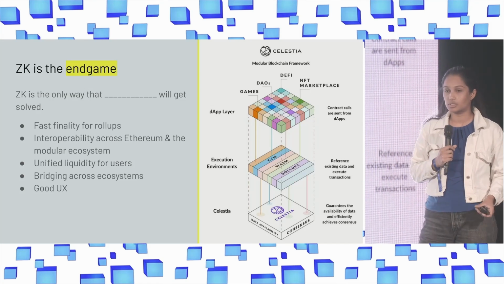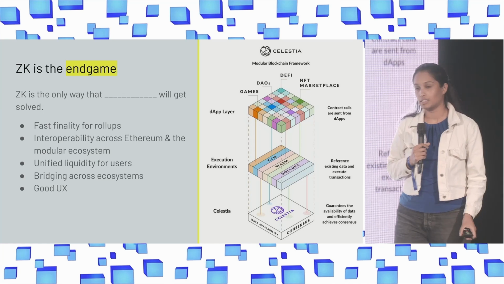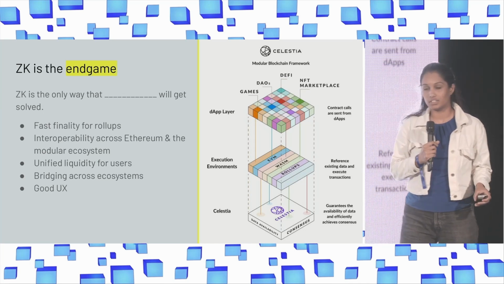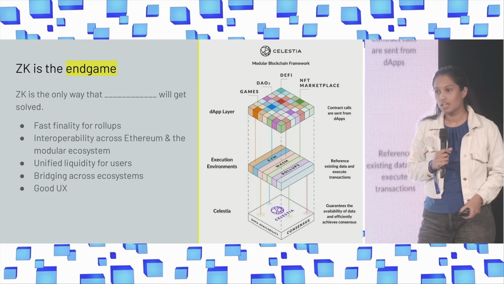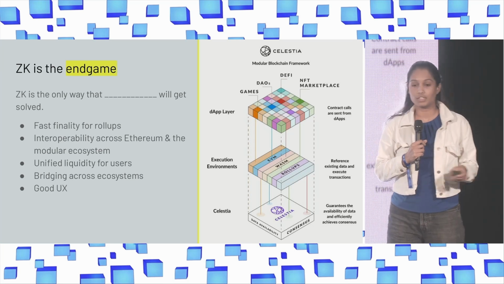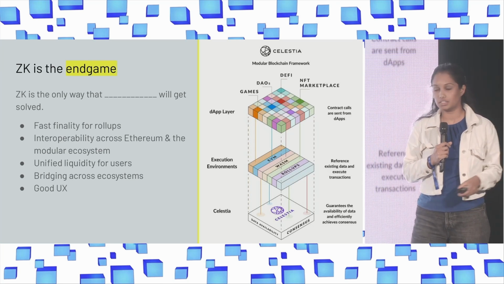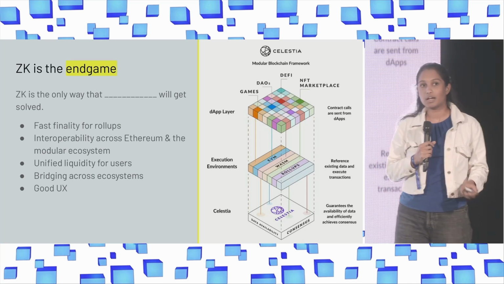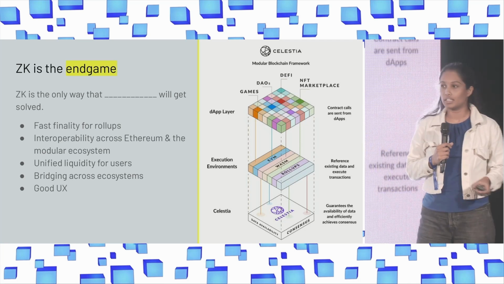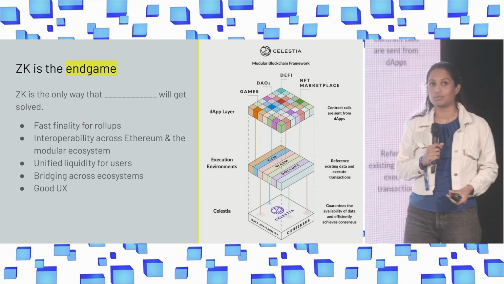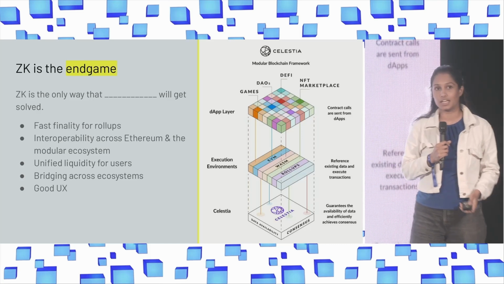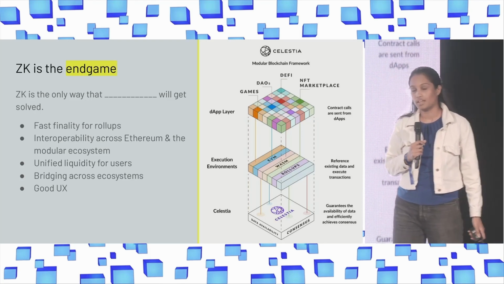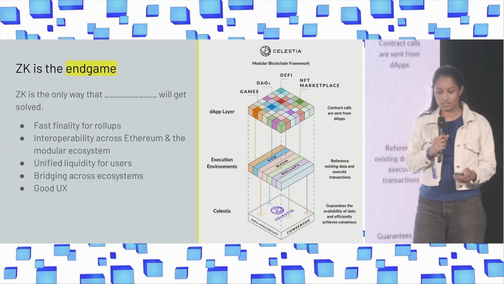And I think a lot of what's being discussed today is the UX implications of having all these heterogeneous environments. Today, users face really difficult interoperability between all these different ecosystems. It's difficult to bridge. Liquidity can be fragmented. And overall, the UX of the modular ecosystem today needs some work. And I think that zk is basically the only way that all of these problems will actually get solved.